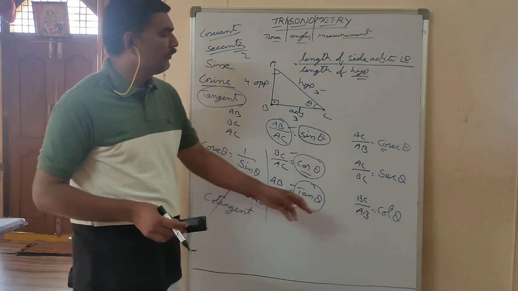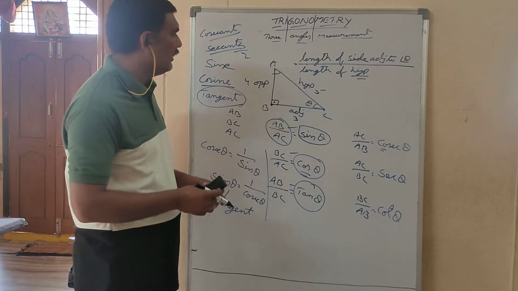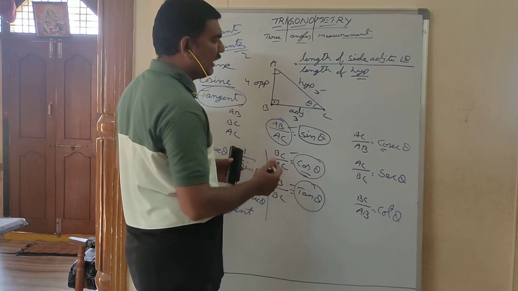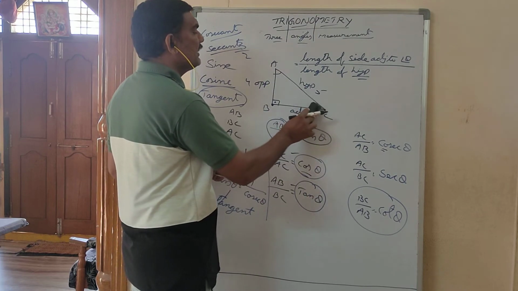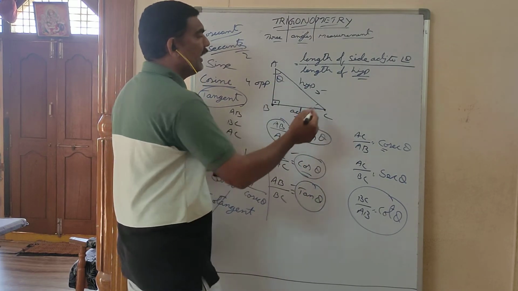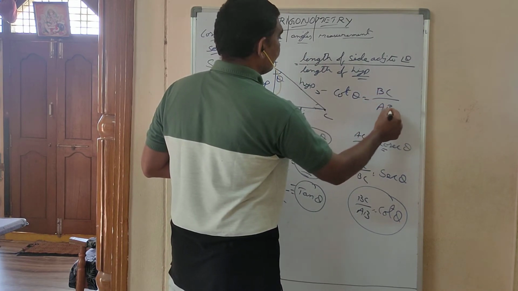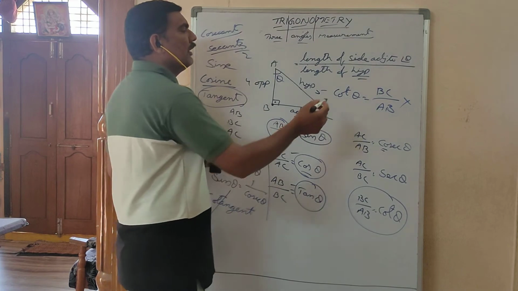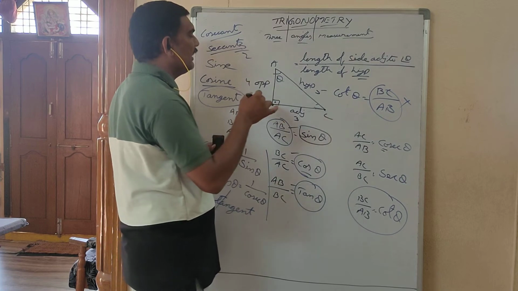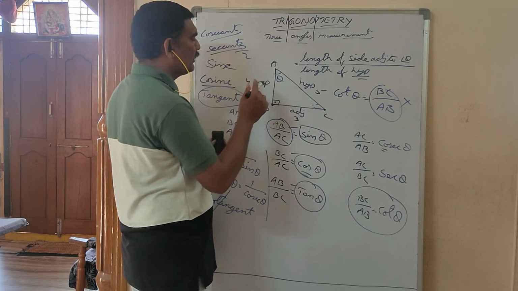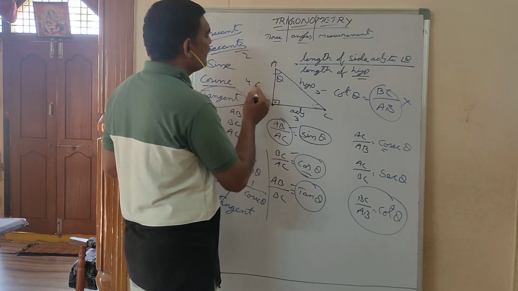If anyone asks what cot theta means, BC and AB are not important. Here I wrote cot theta as BC by AB. But if I change this theta to here, then we should not write cot theta as BC by AB. Why? The important thing is, for this theta, what is adjacent here? Where theta is there, it became opposite. If theta is here, this AB becomes the adjacent side.